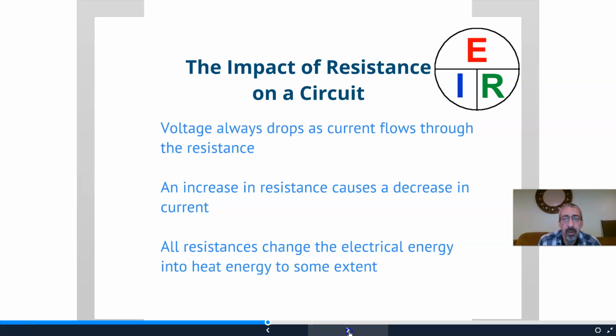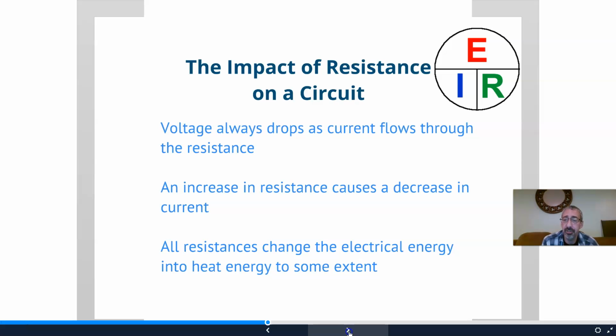All right, so let me tell you about the impact of resistance on a circuit. Voltage always drops as current flows through a resistance. When we have a circuit, one side is battery voltage, the other side is ground. Once voltage flows through a resistor, it's going to use all the voltage, and it's going to be zero at the end. Therefore, voltage always drops as it flows through a resistance. An increase in resistance causes a decrease in current.